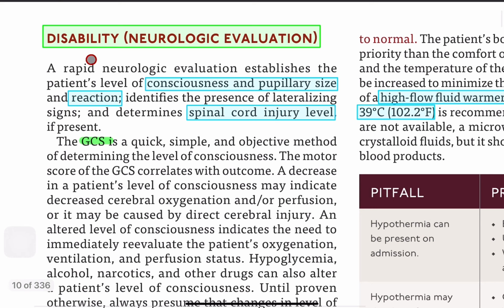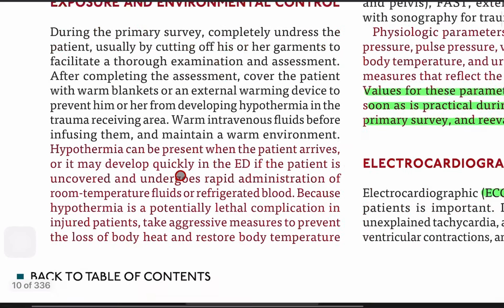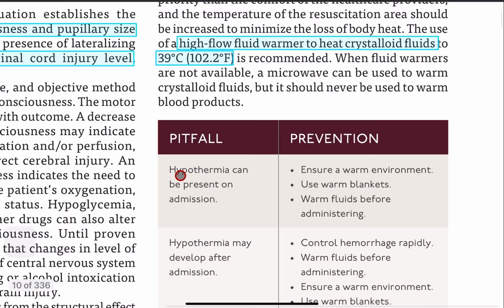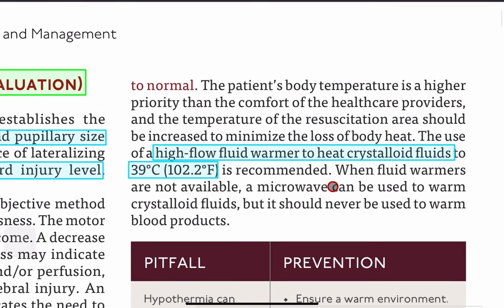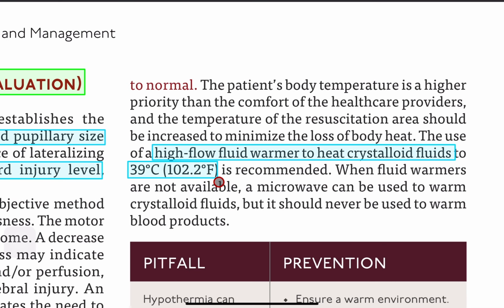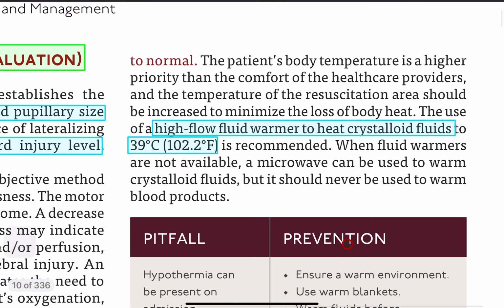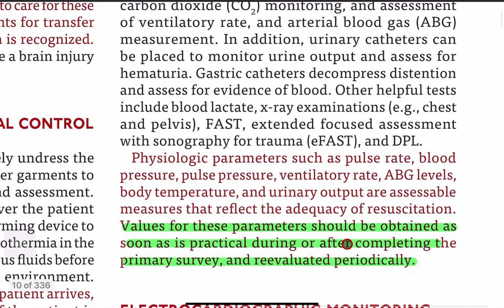In disability, that is D for disability and neurological evaluation, we look for the consciousness and pupillary size and reaction. Also for spinal cord injury level, we look. Okay. And if they are specific regarding the temperature of the IV fluid, so it is 39 and 102.2, 39 and 102. Okay.